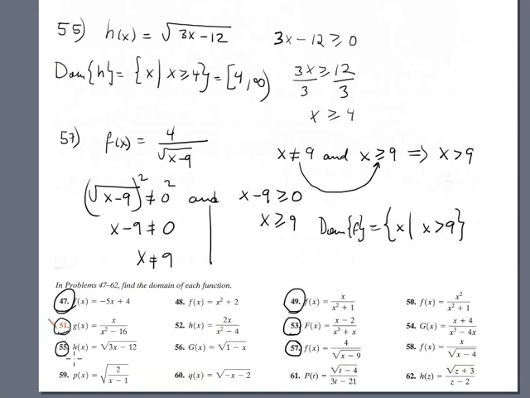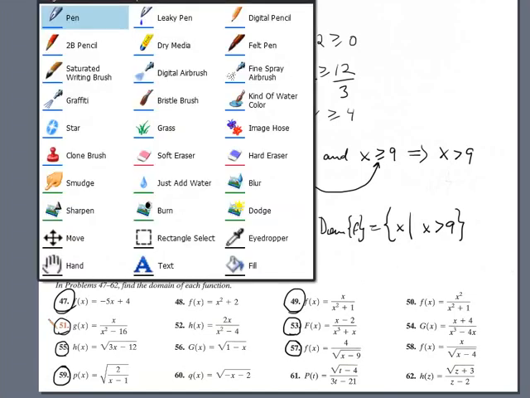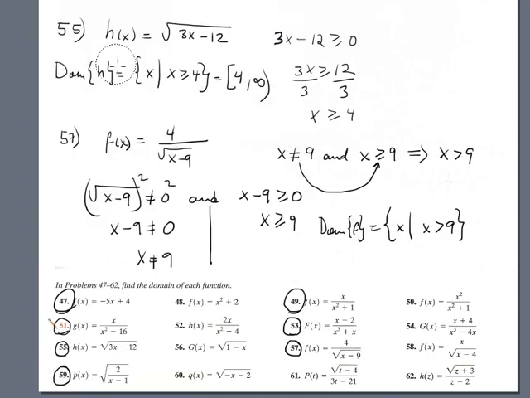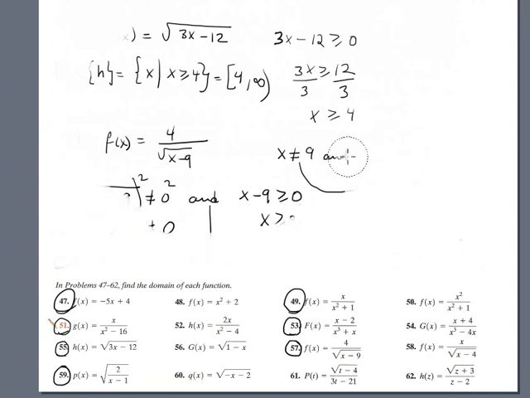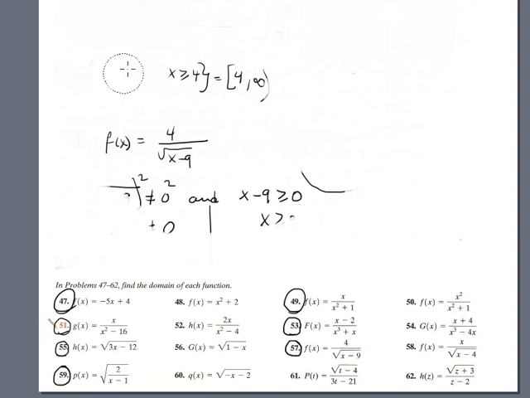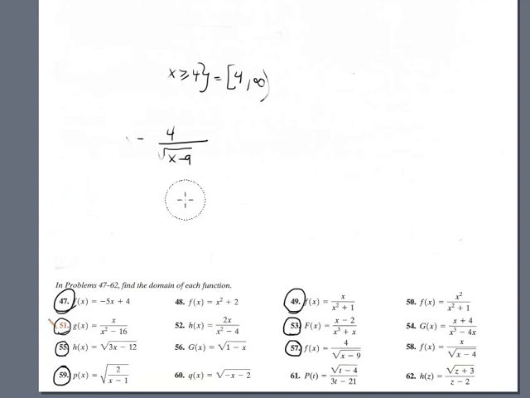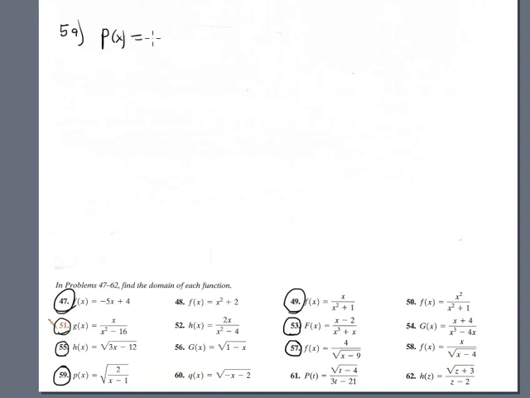Now 59. 59 is similar, because the only thing you should do is, for example, 59. 59 is p of x is equal to square root 2 over x minus 1. You separate, this is radical 2 and radical x minus 1.